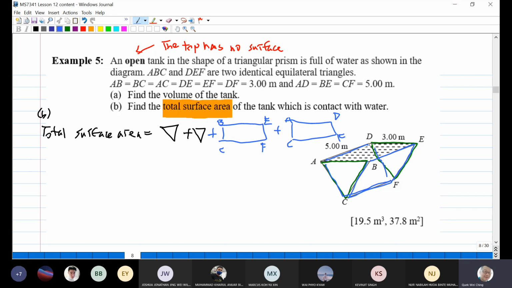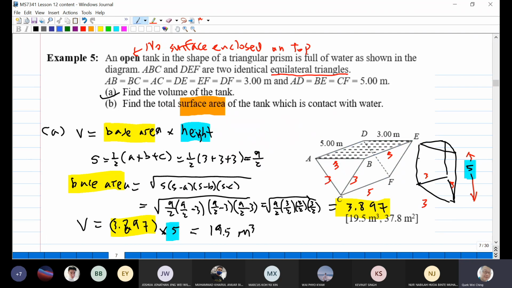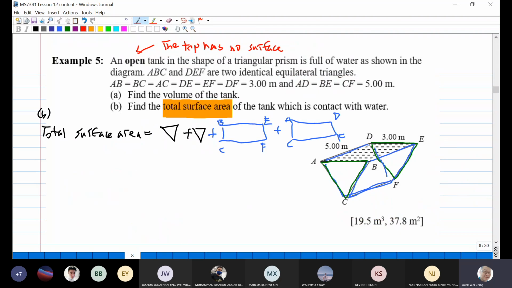So what is the area of a triangle? How do you find the area of a triangle? We actually found the area of a triangle earlier, which is 3.897. Okay, 3.897 is the area of a triangle. So you can copy this one. The first thing is 3.897, two of them.